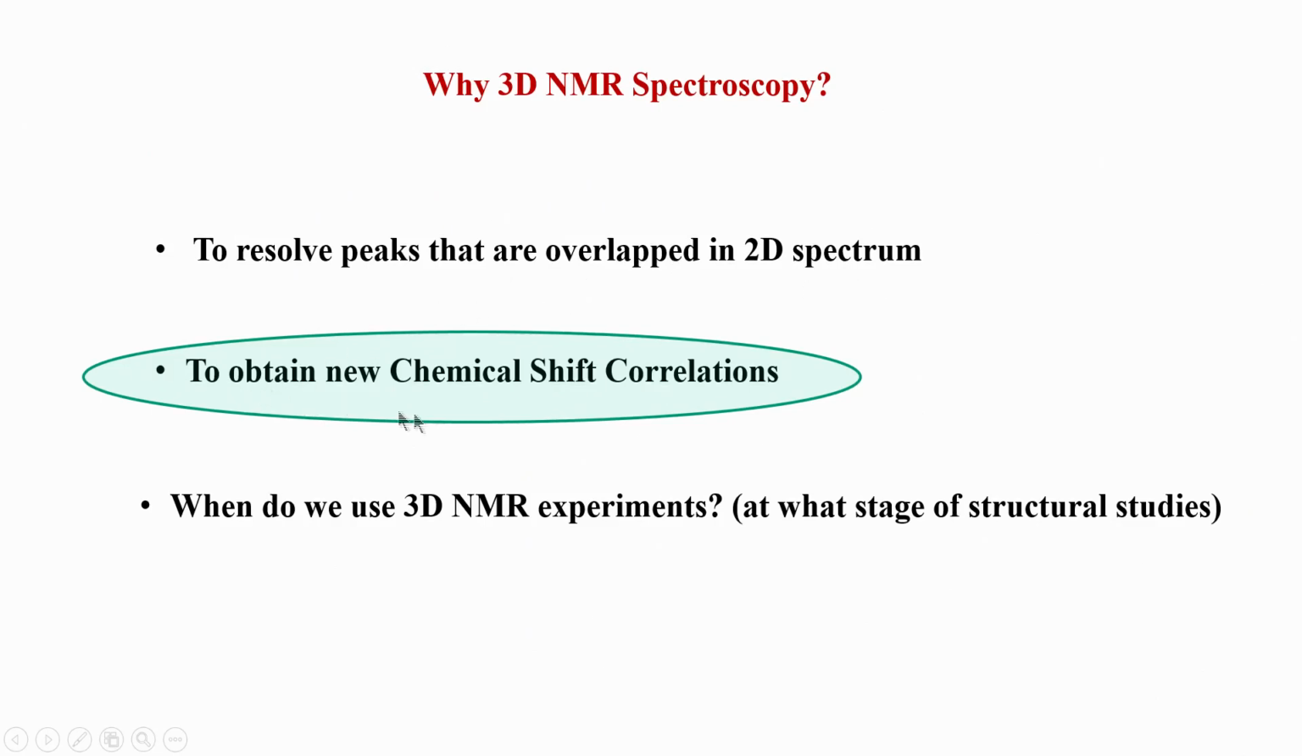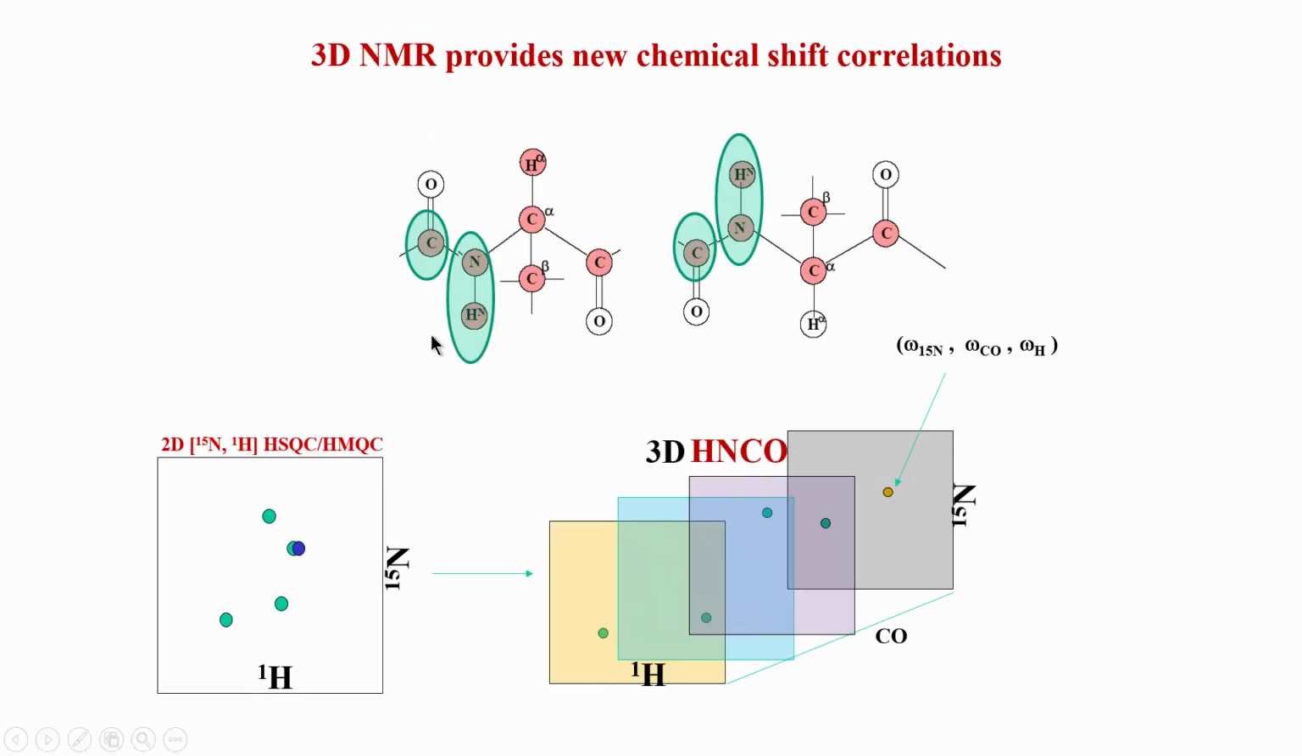Now, let us go to the next part: how do we use 3D NMR to obtain new chemical shift correlations. This is a very important part, because, as we saw in the previous example, we had an HSQC correlating proton and amide nitrogen, the HN HSQC, but now we were able to add a CO chemical shift to it and make it HNCO. So 3D HNCO is a new experiment in which we correlate the carbonyl, the new chemical shift, with the nitrogen and proton. That is what we will continue to look at in the next few slides.